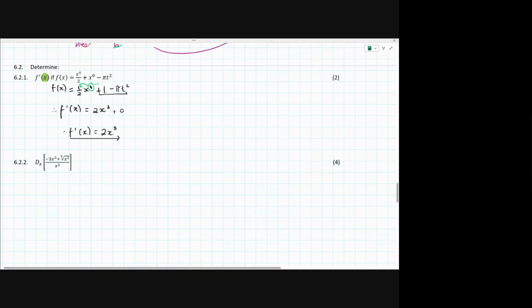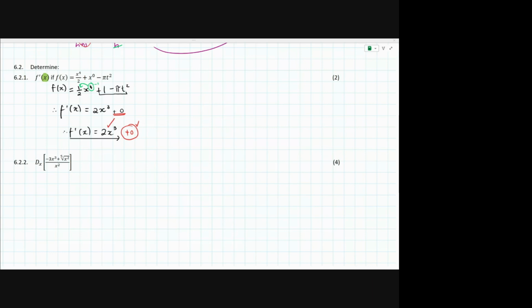Now, this was only a 2 marker, so it shouldn't have been too tricky. And essentially, your marks are being allocated for your answer. So getting the 2x cubed and essentially getting a plus 0 here. So you don't have to show the plus 0. You don't have to write it. But you need to understand, or you need to make very clear, that you know that the derivative of a constant is 0. So you don't have to show plus 0, but you do need to be very clear that there's no constant there.